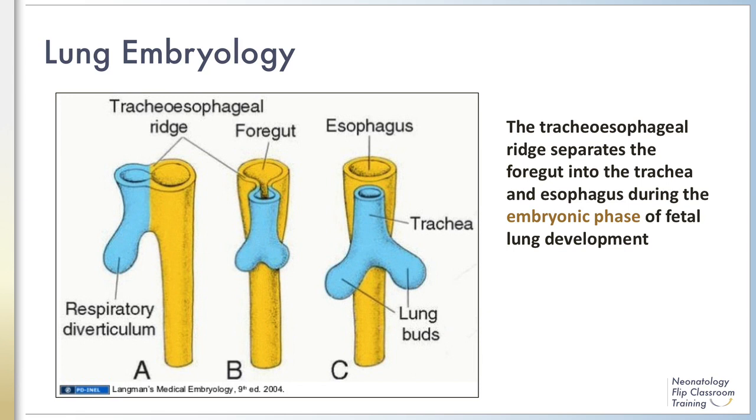However, when the lung bud differentiates caudally, it becomes separated from the foregut by two longitudinal ridges called the tracheoesophageal ridges. These ridges eventually fuse to form the tracheoesophageal septum. The primitive foregut is then divided into a dorsal portion, the esophagus, and a ventral portion, the trachea and lung buds. This separation occurs early in the embryonic phase of fetal lung development.